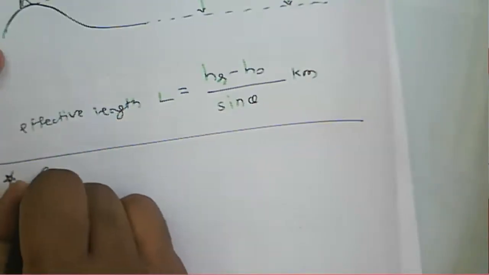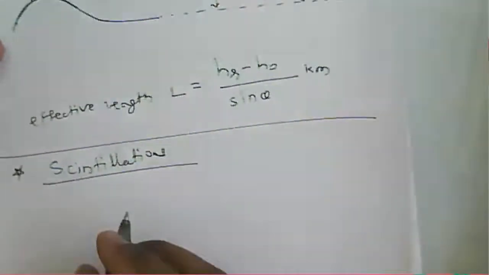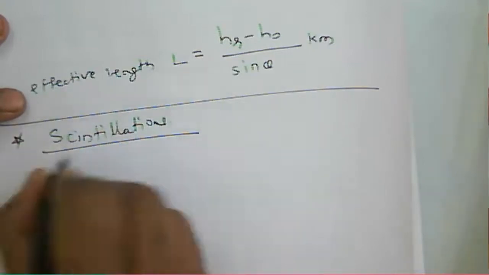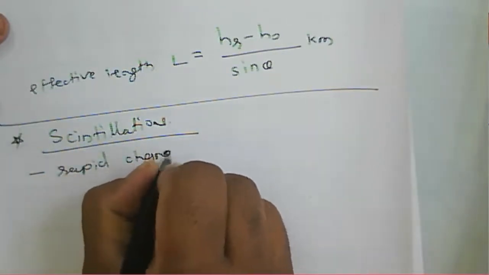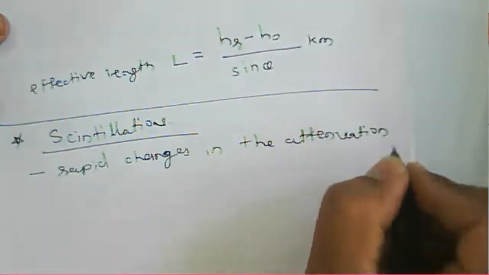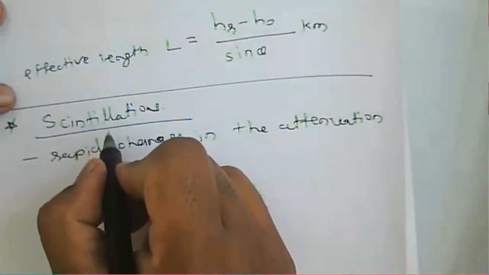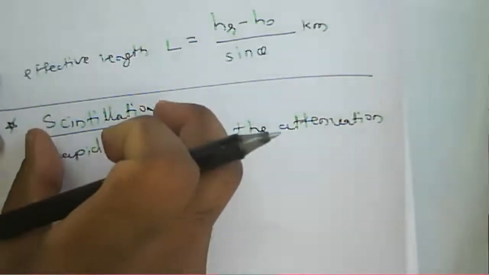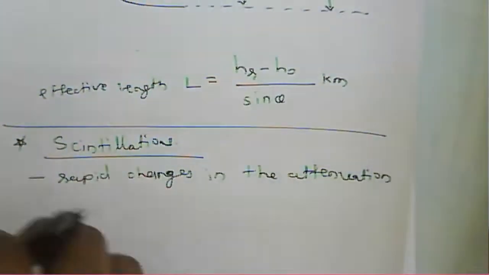Next factor is scintillation. Now, scintillation is nothing but a rapid change in the attenuation of your wave or signal. Scintillation means rapid changes in the attenuation of the signal. Why do these rapid changes occur? Because a rapid fluctuation in the received signal occurs. That's why we observe scintillation, because of rapid changes in the attenuation.